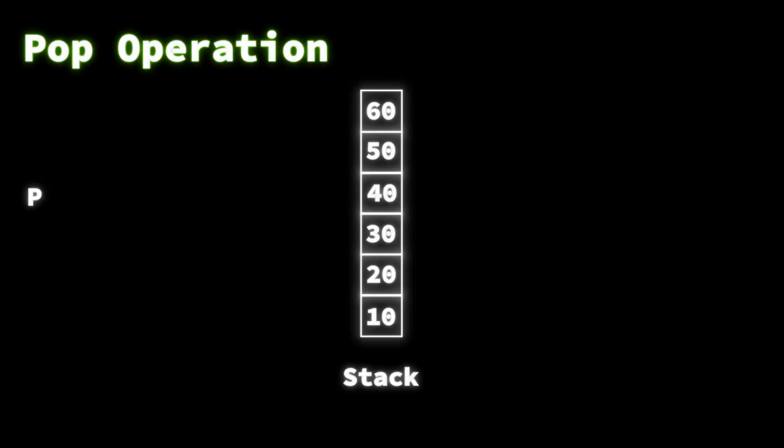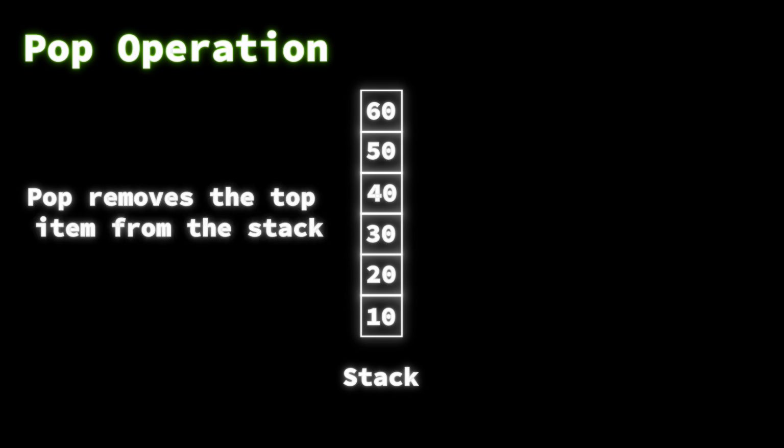Pop operation. Now let's pop an item. Pop removes the top item from the stack. So, in this case, 60 will be removed. After popping, our stack is back to 10, 20, 30, 40, 50, with 50 now as the new top item.